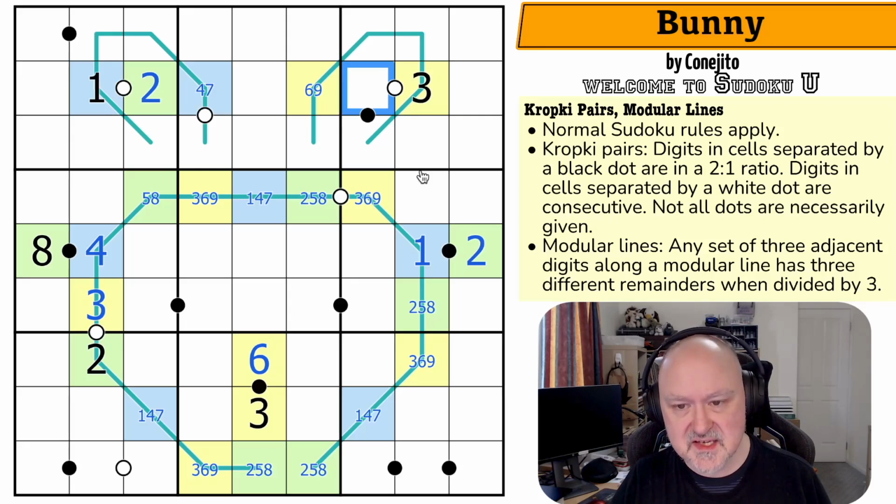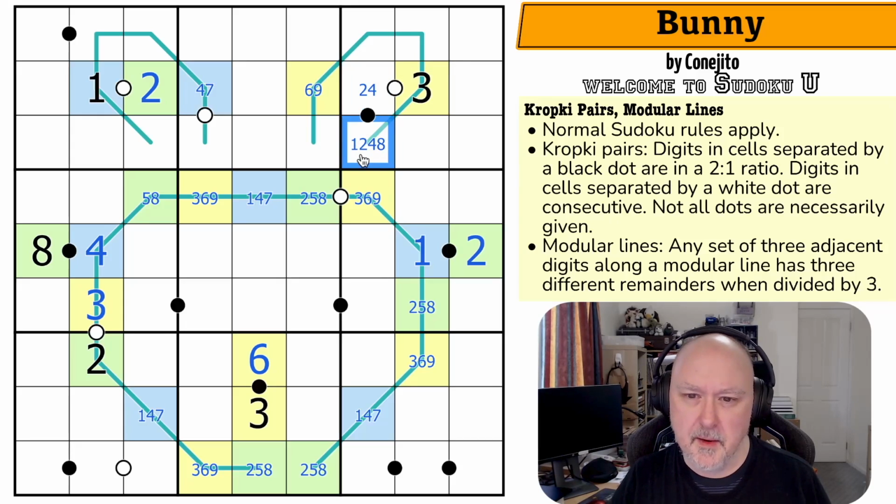So the thing that is consecutive with it is either 2 or 4. One is remainder 1, one is remainder 2. So I'm not sure which way that goes. But with a 2 or a 4 here, this is from 1, 2, 4, 8, and I'm not sure which. Now, can I go further on this line? What about here?